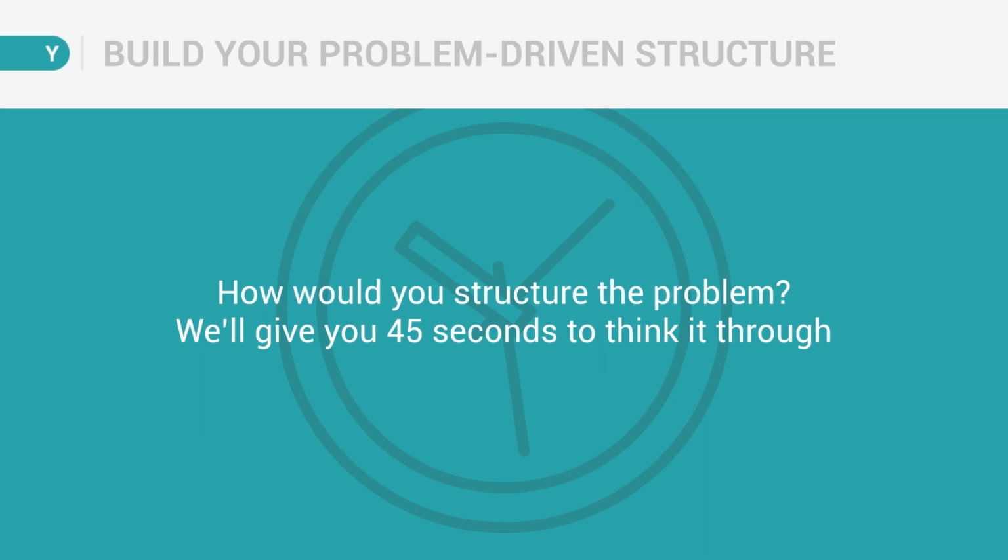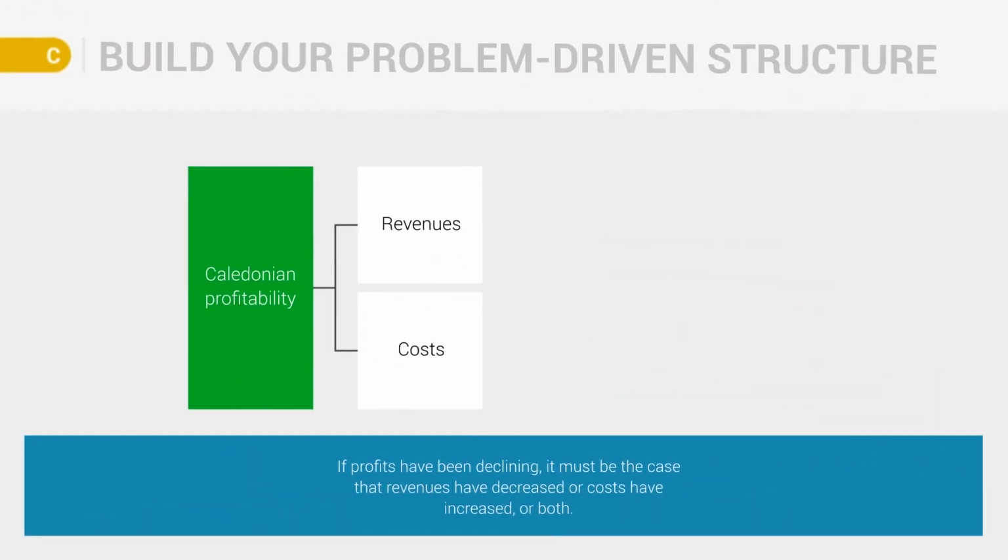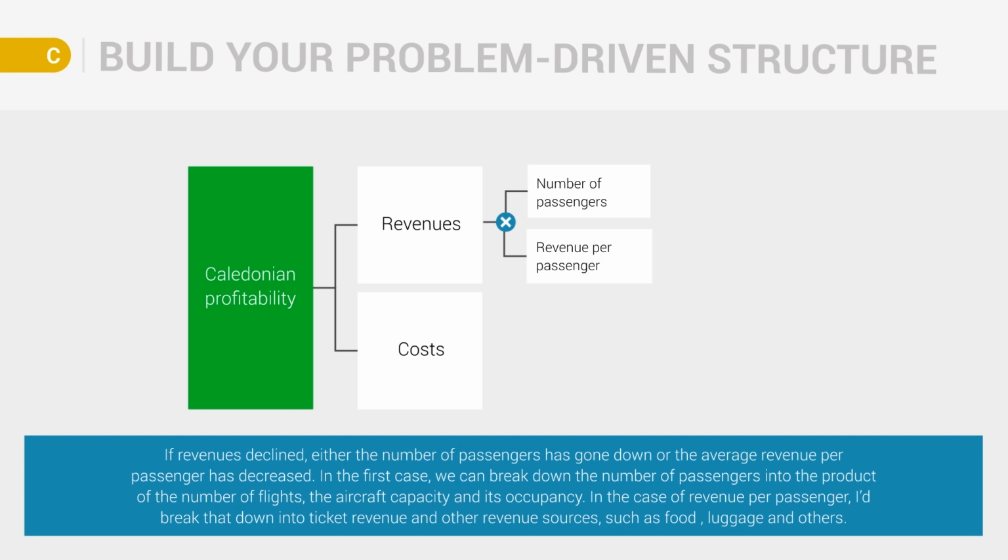The candidate begins to draw their own structure. They note, if profits have been declining, it must be the case that revenues have decreased or costs have increased or both. If revenues declined, either the number of our passengers has gone down or the average revenue per passenger has decreased.